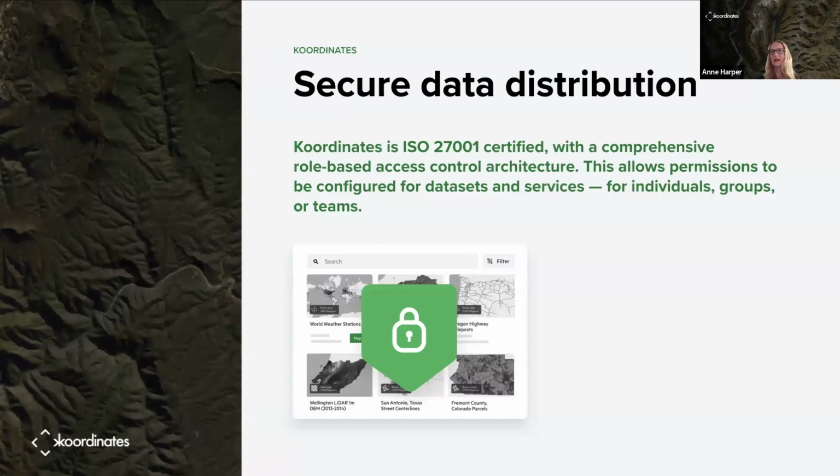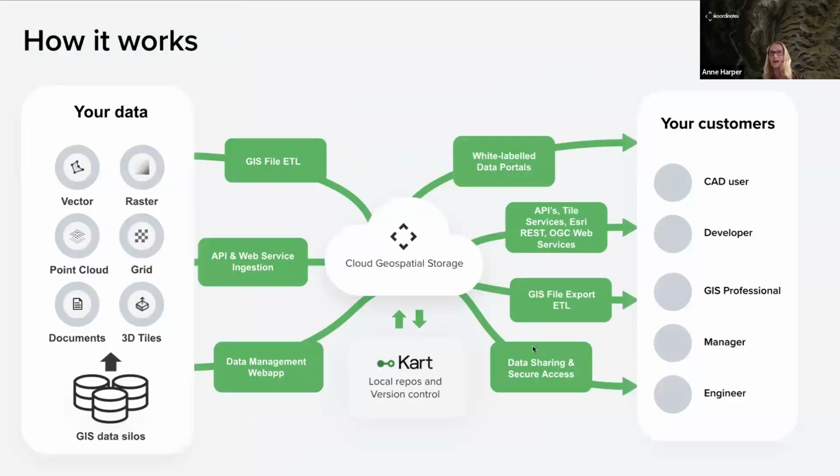We also have really rich permissions architecture. So from a platform side, we've got a lot of security and all our staff are trained. Then from your side, you have control of the permissions for your data sets. So you may know of Koordinates from the open data, which is available to the public, but we also have the ability to share within really small groups, which is super important for those sensitive data sets that you may have. Here's a quick overview of how it works.